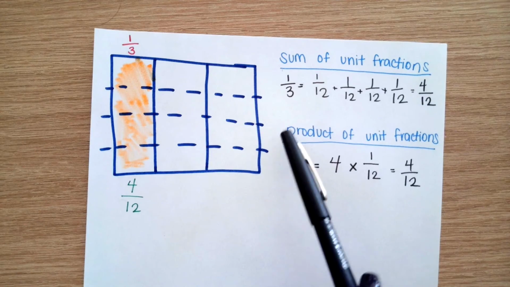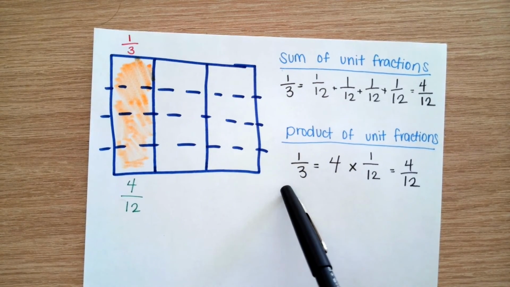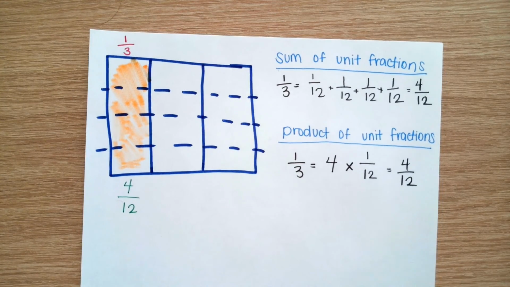So when I think back at my directions, I decomposed 1/3 as 4/12, represented in area model. Check. I represented it as a sum of unit fractions and as a product of unit fractions, just as the directions asked us. Check and check. We are done.